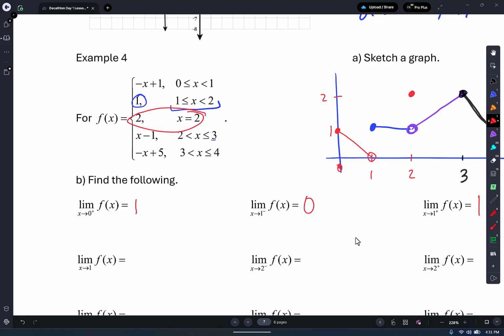Like the output, what are the endpoints or outputs? The outputs, the y values? The outputs have to match. So they both have to equal 1, or they both have to equal 0, and if they don't equal the same thing, then the limit can't exist. Okay, so the answer is: does not exist.